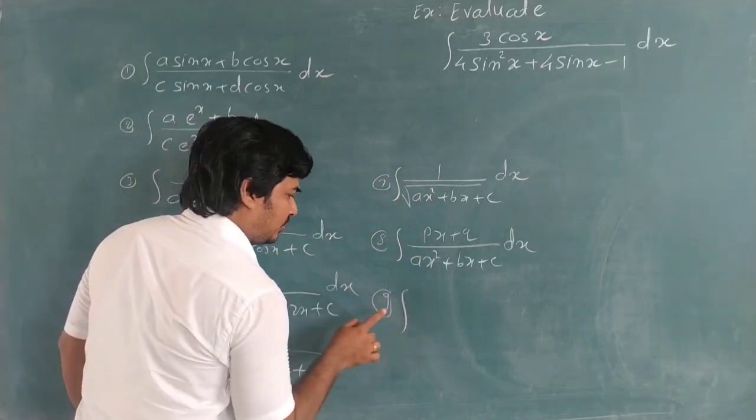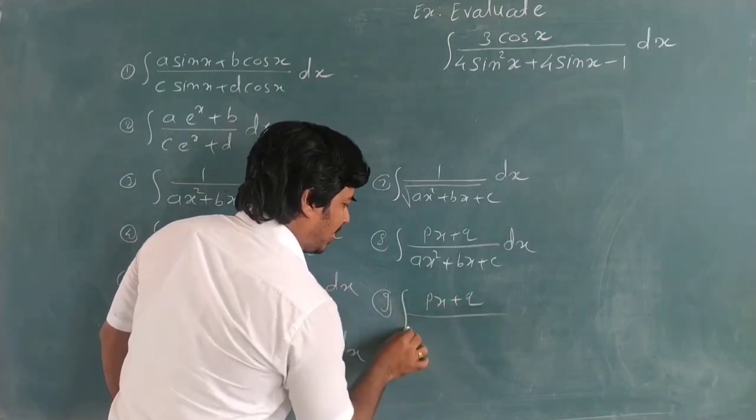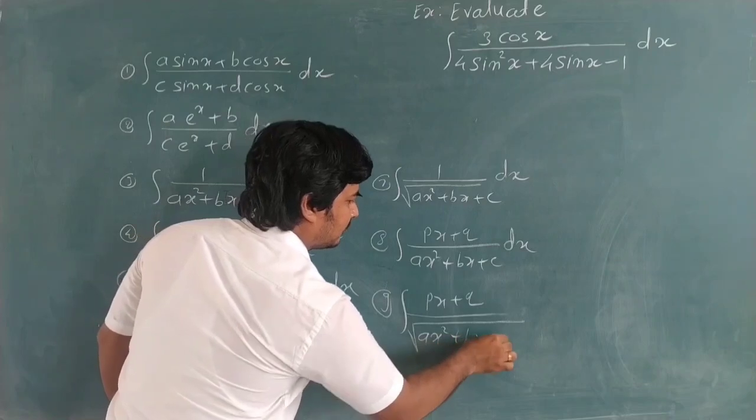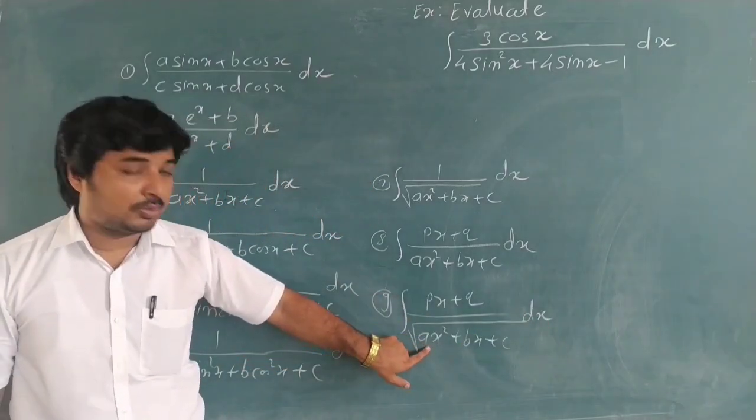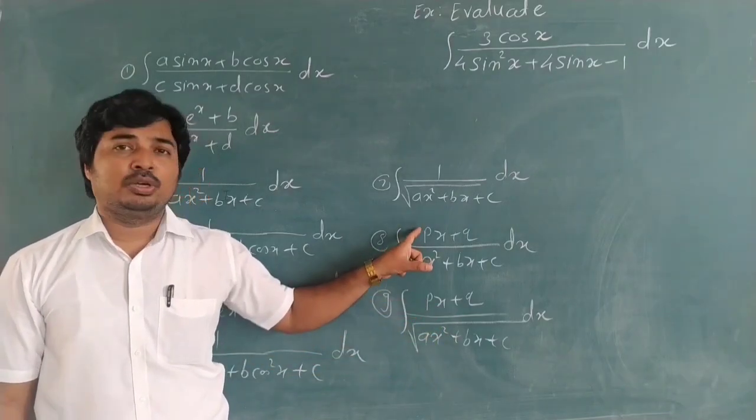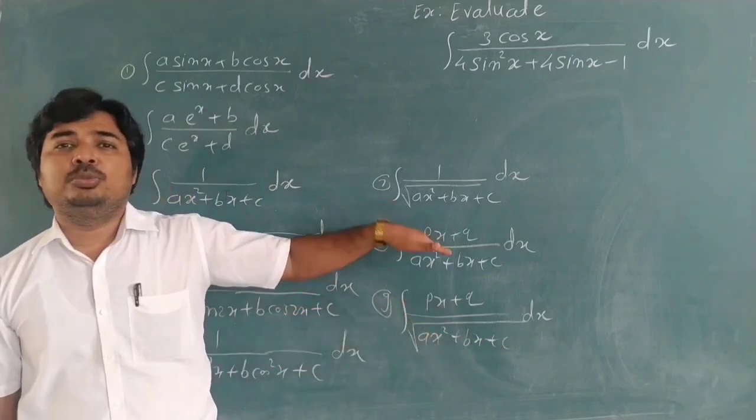And in the last lecture we saw this type, a linear function upon under root quadratic function, and the process is the same. Adjust the derivative of quadratic function, not derivative of denominator. Here we adjust derivative of denominator in numerator, but here we adjust the derivative of quadratic function in numerator.